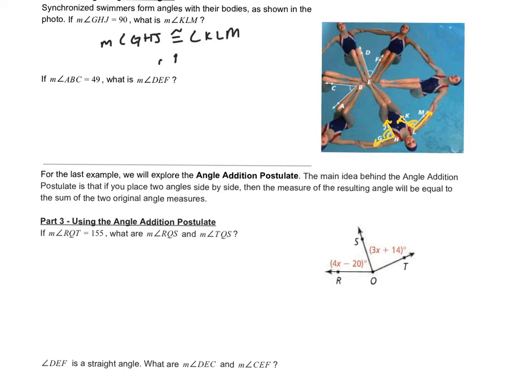So the measurement of angle KLM is 90 degrees. So they are a what type of angle? A right angle. Very good.